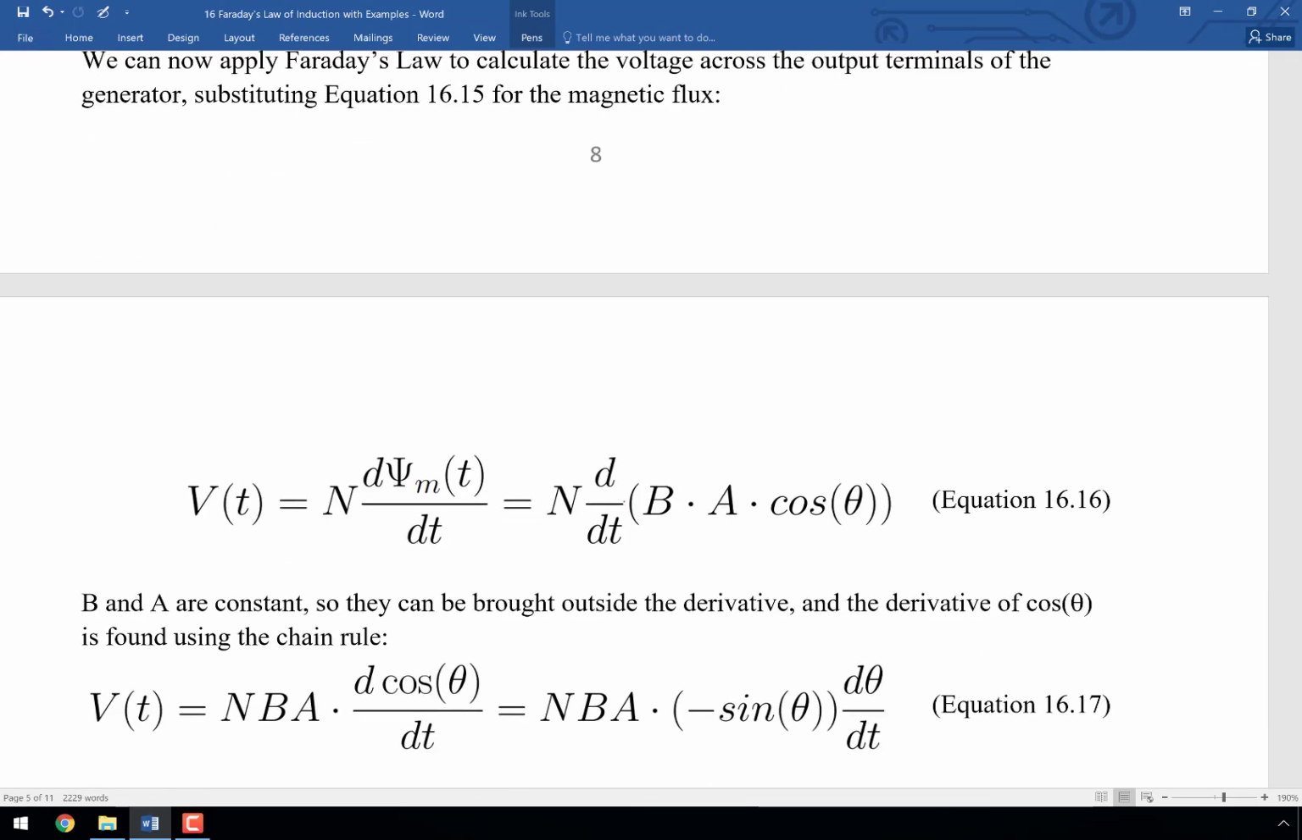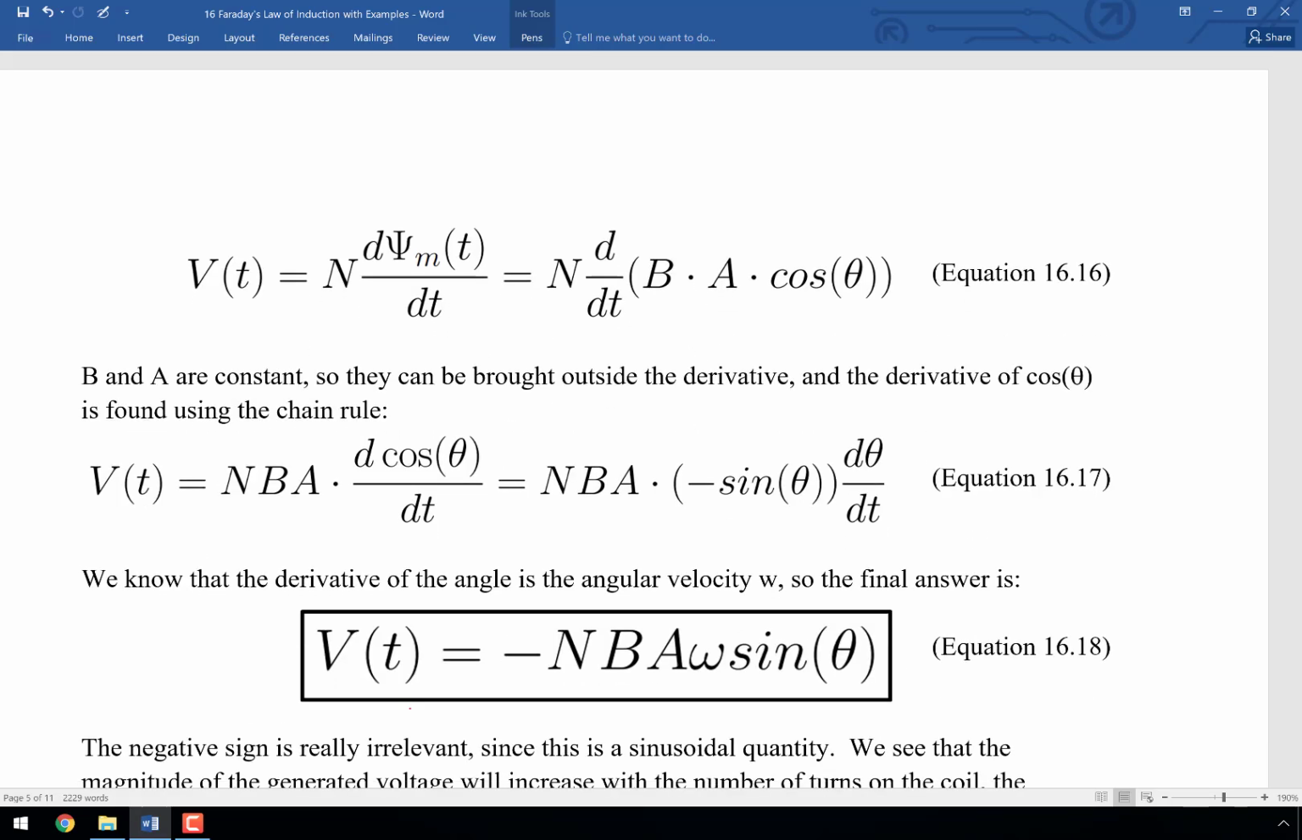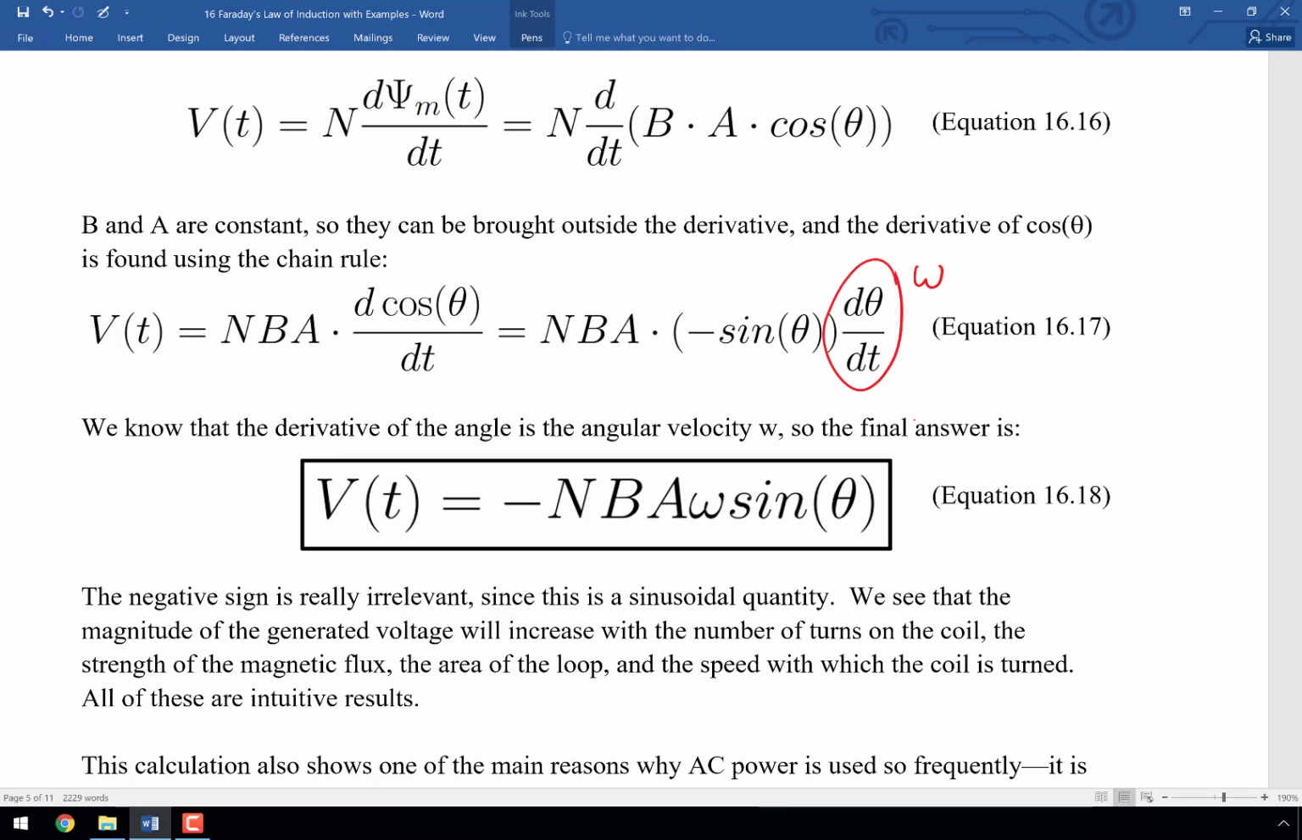So Faraday's law says N d psi dt. So it's N times d by dt of B A cosine theta. But B and A are constants, so we pull those out in front, and we end up with N B A times d cosine theta dt. And the derivative of the cosine of theta is the negative sine of theta, and then the chain rule adds a d theta dt onto the end. And that d theta dt, we represent as omega. That's the angular velocity. So we end up with negative N B A omega sine of theta.